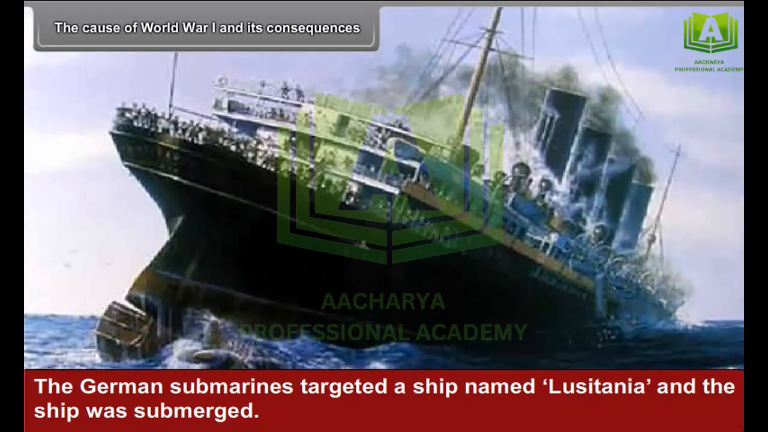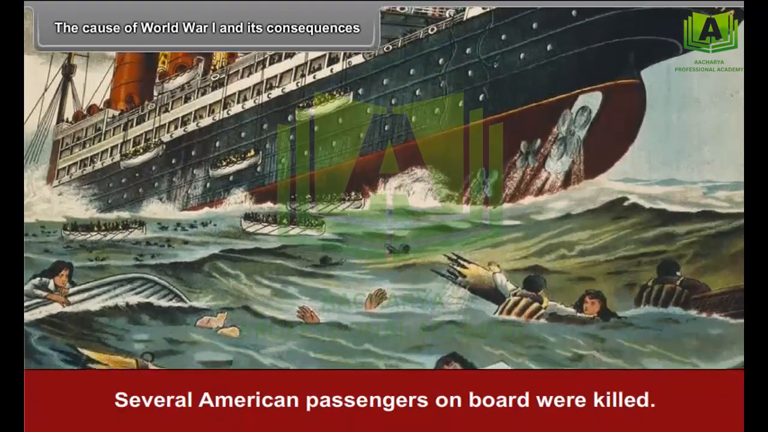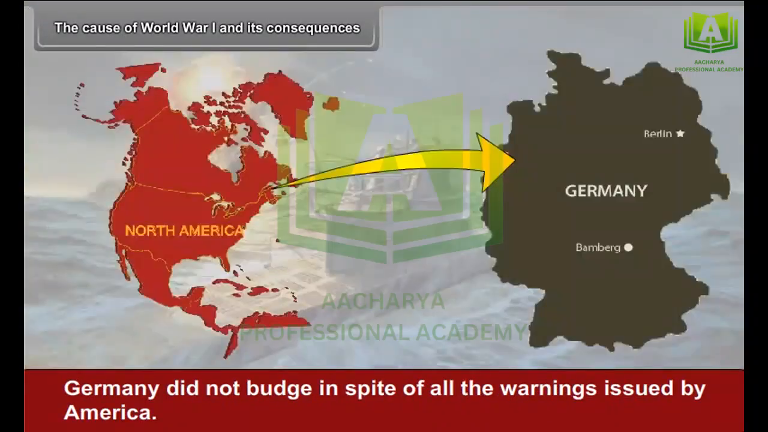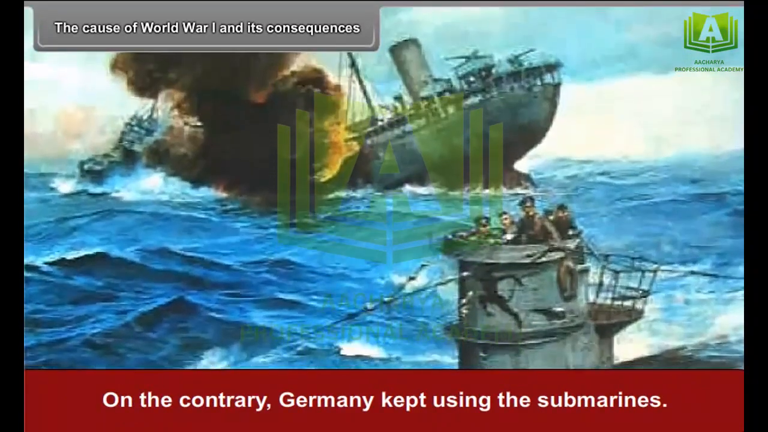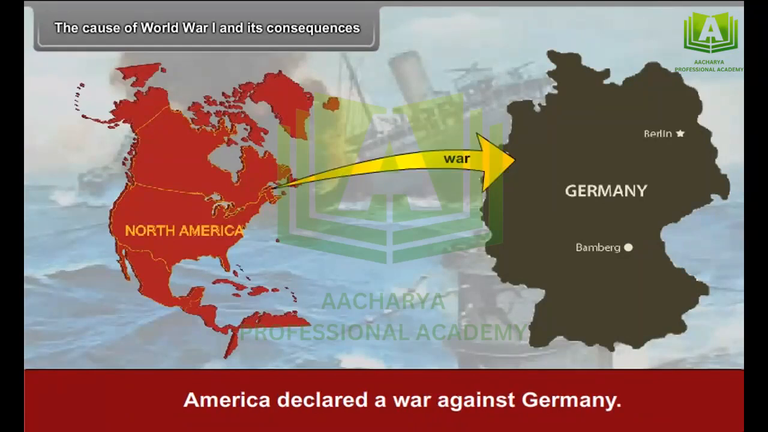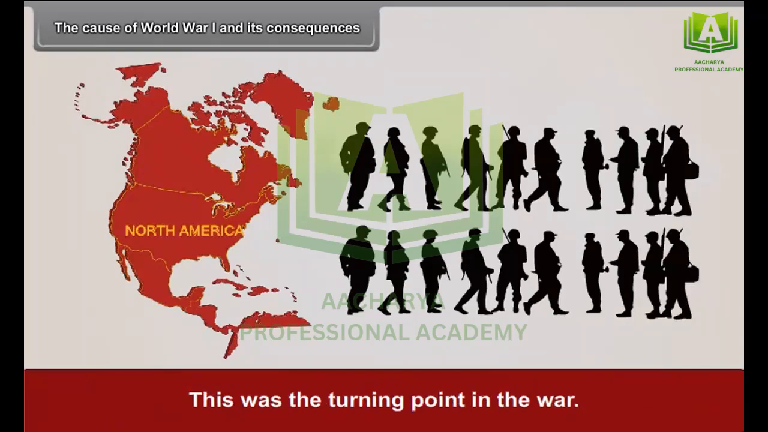The German submarines targeted a ship named Lusitania, and the ship was submerged. Several American passengers on board were killed. Germany did not budge in spite of all the warnings issued by America. On the contrary, Germany kept using the submarines. At long last, on 6th April 1917, America declared war against Germany. The American involvement in the war strengthened the position of the Allies. This was the turning point in the war.